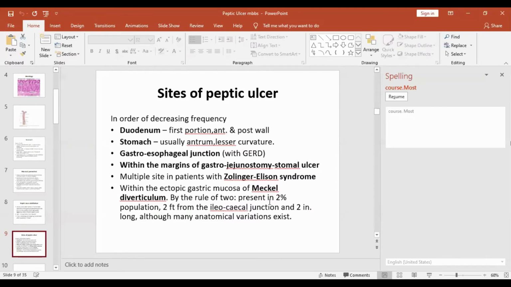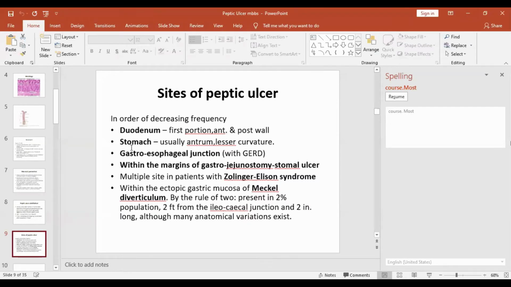You should remember this formula of 2. It occurs in 2% population. It is 2 feet from ileocecal junction and it is 2 inches long. There are many anatomical variations, but you should remember this formula of 2%, 2 feet from the ileocecal junction, and it is 2 inches long. When you come to surgery, they will be talking about it.